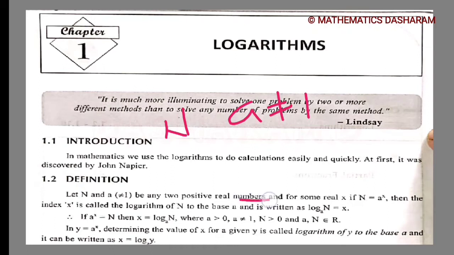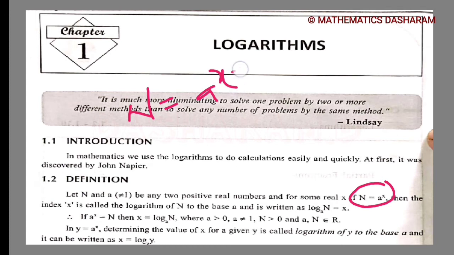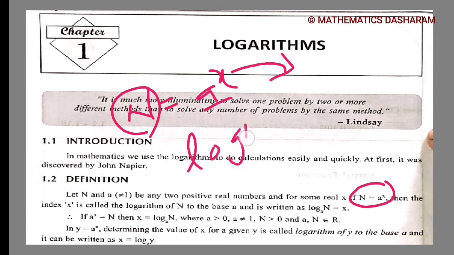For some real x, x is also a real number, if N equals a to the power of x, then the index x is called the logarithm of N to the base a and it is written as log N base a equals x. Here index means power, x is called the logarithm of N to the base a.